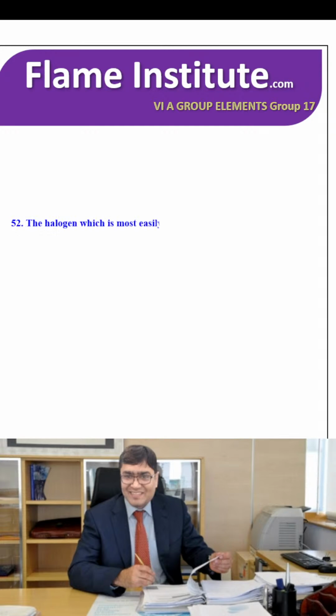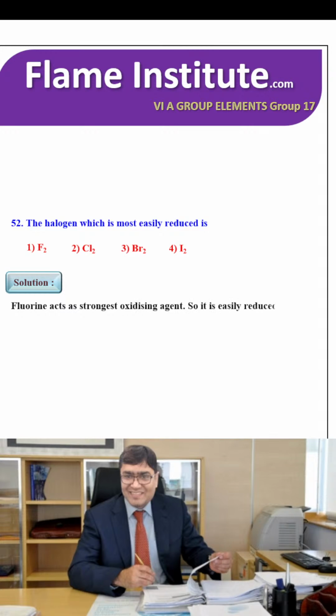The halogen which is most easily reduced is F2, Cl2, Br2, I2. Fluorine acts as the strongest oxidizing agent, so it is easily reduced. So F2 is the correct option.